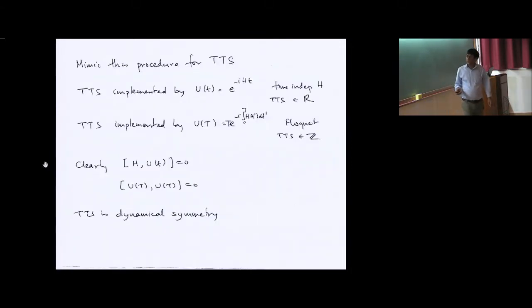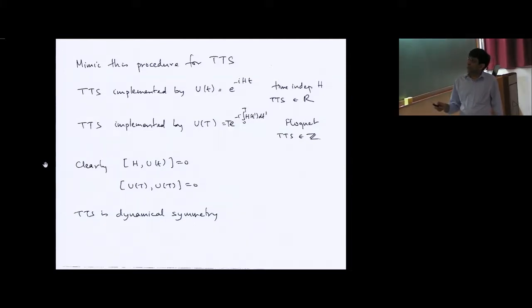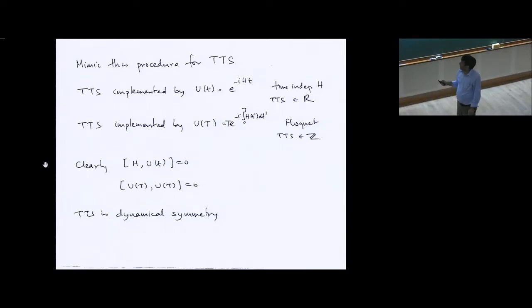Okay, so I want to mimic this procedure for time translations. For Hamiltonian systems, time translations are implemented by this family of unitaries, and the time translation symmetry group is the real numbers. For a Floquet system, it's implemented by the single period unitary, and time translation symmetry is now the integers because you have to translate by a period in order to get a symmetry. Clearly, the Hamiltonian commutes with this U of t, and equally clearly, this unitary commutes with that unitary since they're exactly the same.